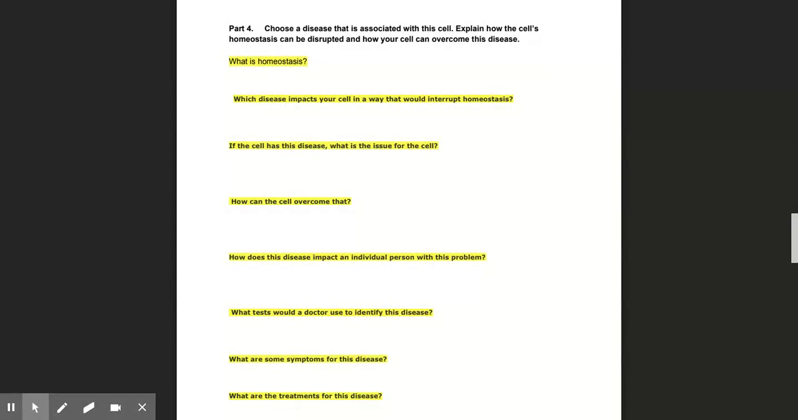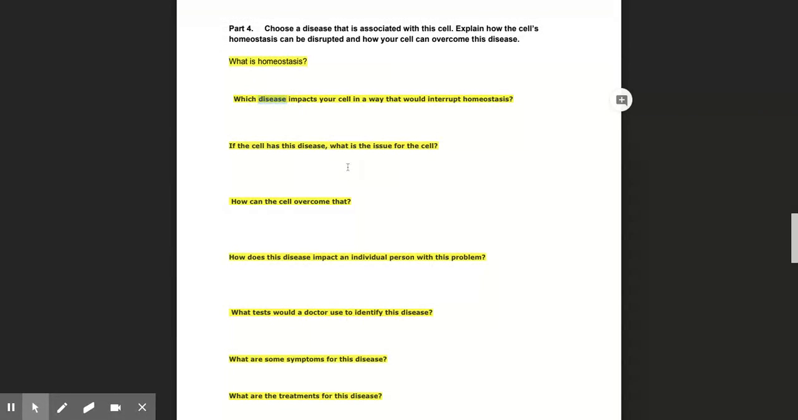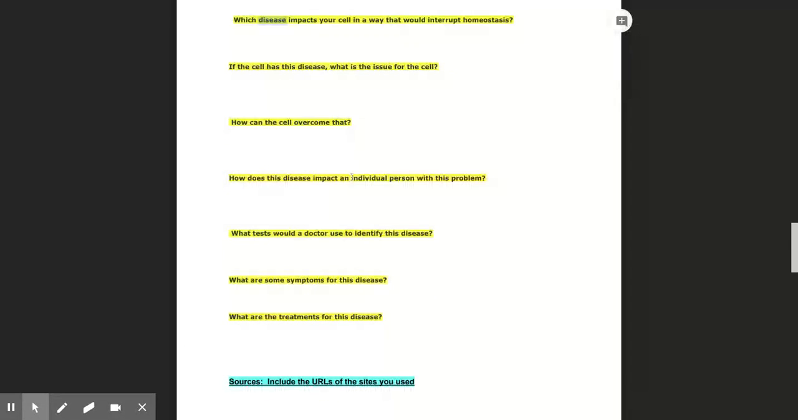Now, this disease can be cancer. So cancer cells are not a cell type for this research project. Again, it needs to be a human cell type. Cancer cells would be when a cell type gets a disease or has a disruption to homeostasis. So you can talk about cancer of your particular cell type. That's totally fine. And you want to go through and you want to answer all of these questions.